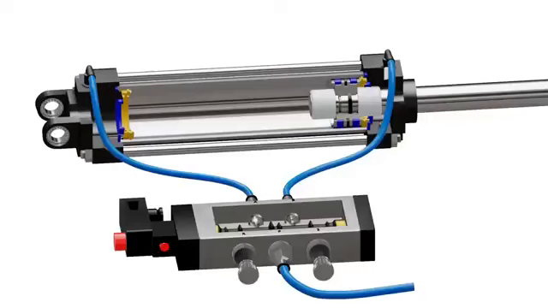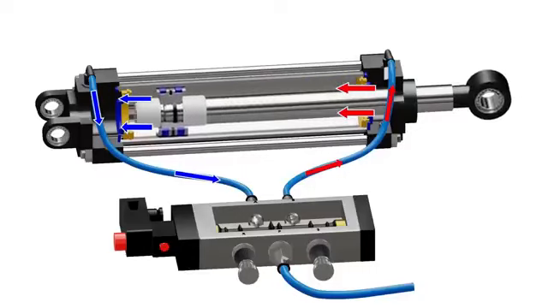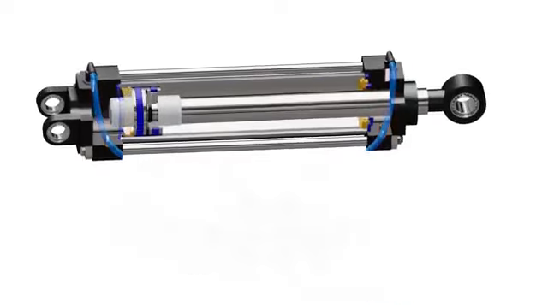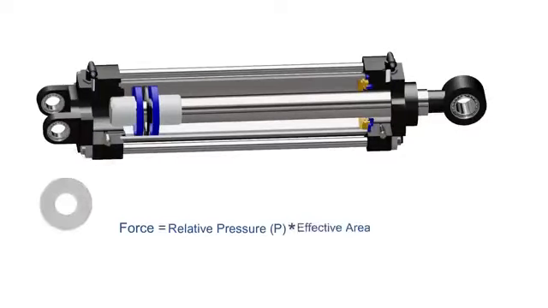During the retraction stroke, the valve directs compressed air to the head end of cylinder. This causes the piston to return and air on the other chamber escapes from the exhaust port R. The theoretical force of actuator is the relative pressure on the piston multiplied by effective area of piston on which pressure is exerted. Here the relative pressure is pressure of supplied air minus the atmospheric pressure.